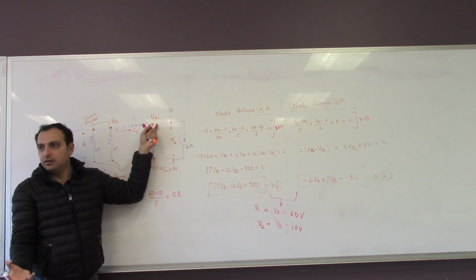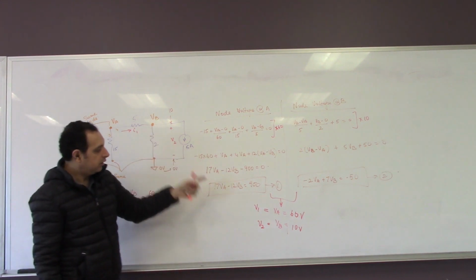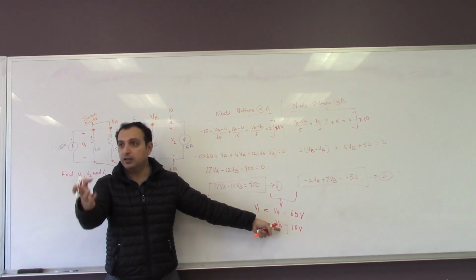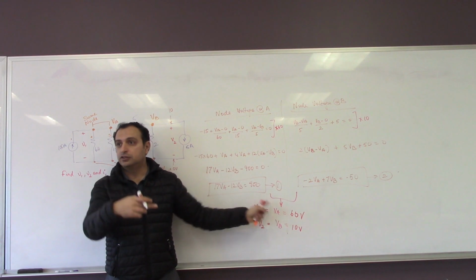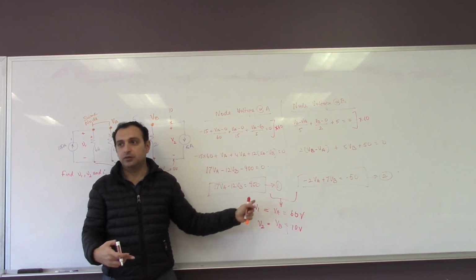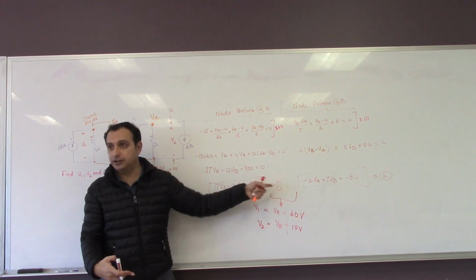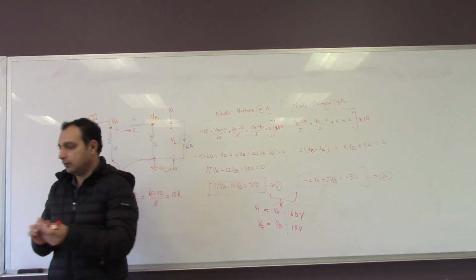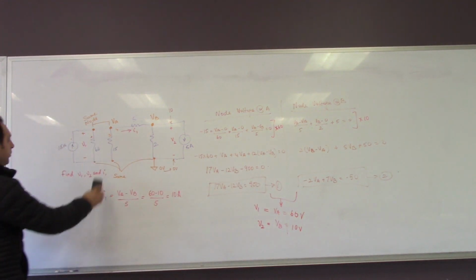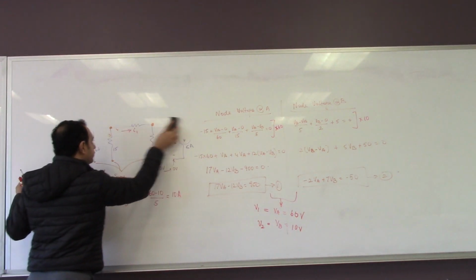How do you know VB is 10? You solve these two to find VB, right? Solve equation 1 and 2. You like answers. This one, these two? Yeah. Okay, all right. So let me do one of these solving.